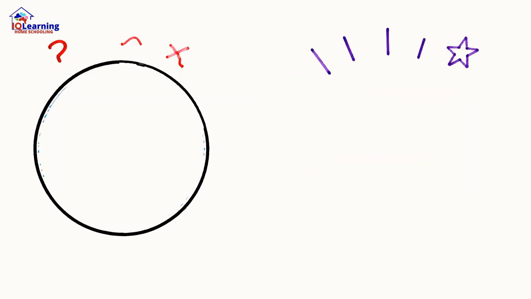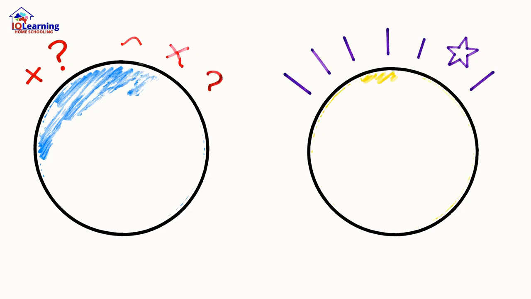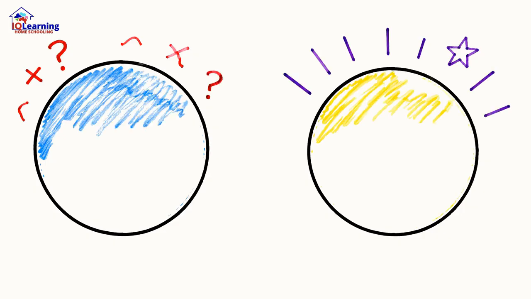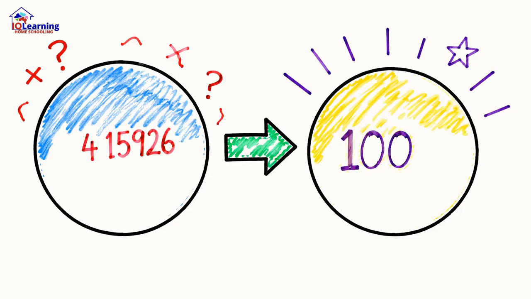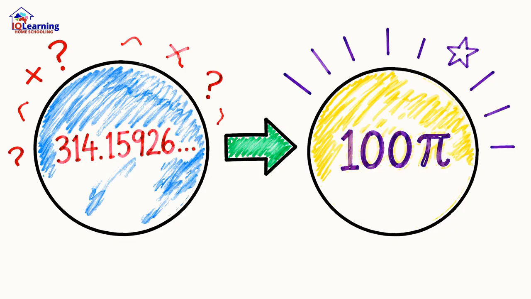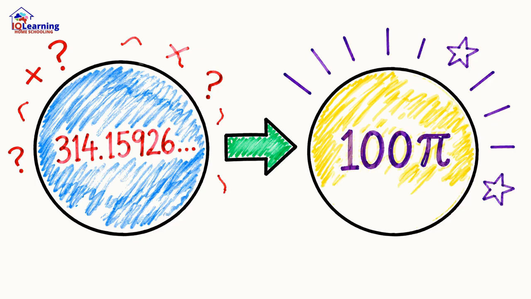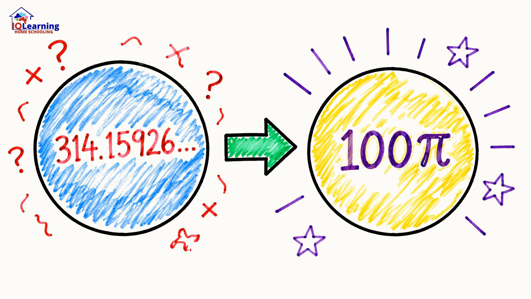In mathematics, we often value precision over approximation. So instead of using a messy decimal, we think in pi, leaving the symbol in our answer. An area might be exactly 100 pi. This is far more accurate because it avoids rounding errors.